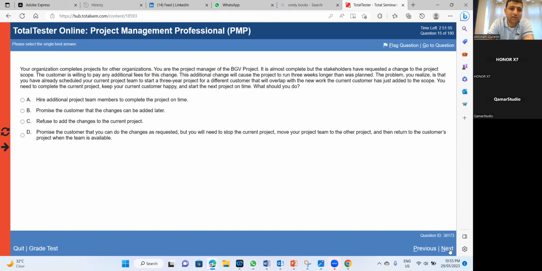So yeah, A should be the answer if you want to do these projects. You want to close the fund and then take up the 3-year project. So A should be your option: let's add more resources and get the CR done within the original timelines. Also, in the last line of the question, they mention you need to complete the current project, keep your customer happy, and start the new project on time. That means the current project I have to finish on time.